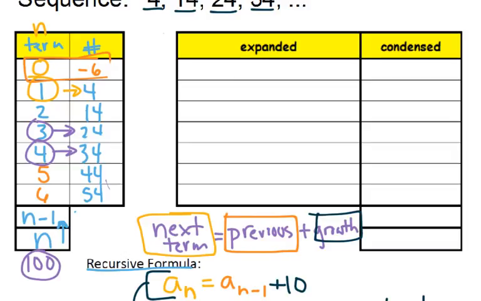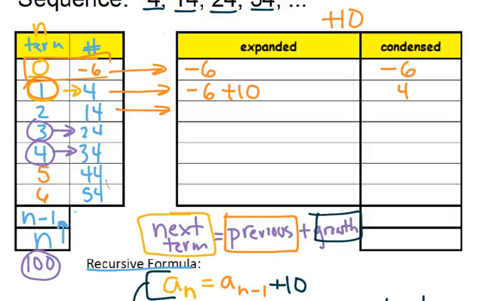And the way we think about it is like this. Our growth here was plus 10. So we start out at negative 6. This term we didn't add 10 to it, so it's negative 6. But this first term, we started at negative 6 and we added 10, which gave us positive 4. At the second term, to get to 14, we start at negative 6 and we add 10 twice, giving us positive 14.